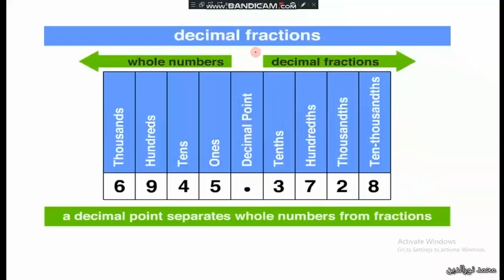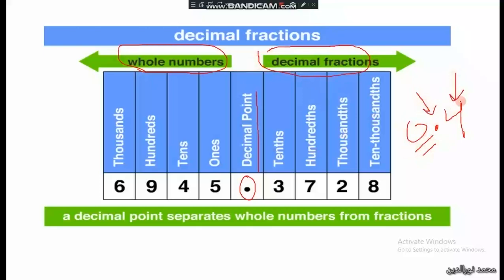So when we say decimal number, a decimal number has two parts. We have a decimal point that separates between the two parts. I have the whole number or whole part, and I have the decimal part or decimal fraction. So in 0.4, the whole number is 0. Here I have the decimal point, and this is the decimal fraction.